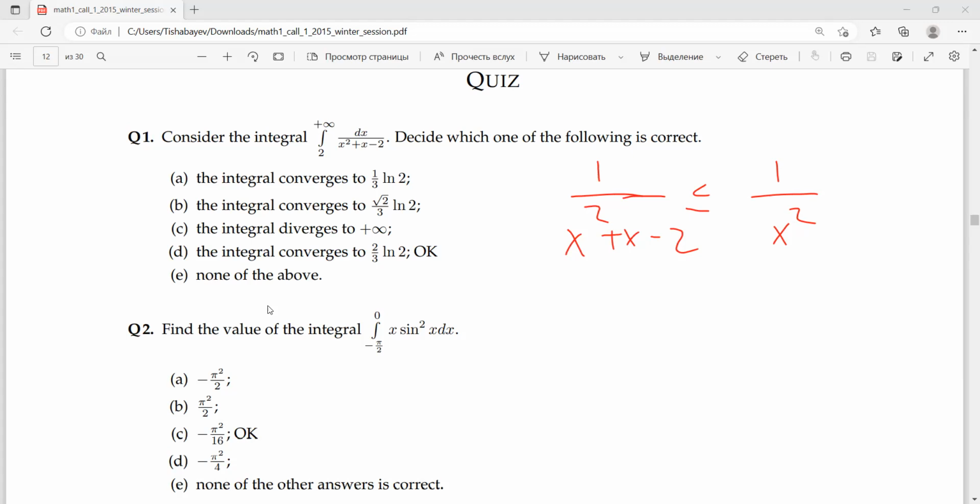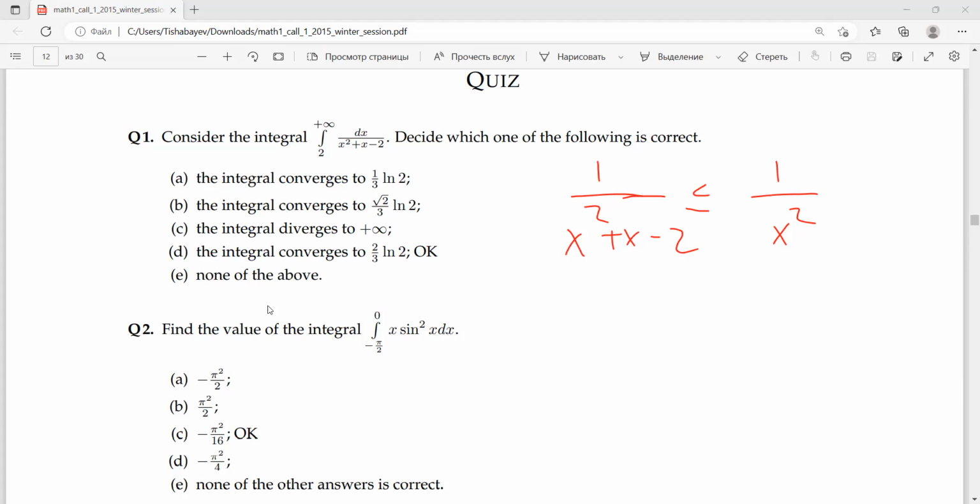But now we can solve this integral. Yes, how to solve it? Because here we have versions. The integral converges to 1 over 3 natural logarithm of 2, square root of 2 over 3 natural logarithm of 2, and others. So C1 is not correct and E1 is not correct here. So from these three, A, B, D, we need to find the correct answer.